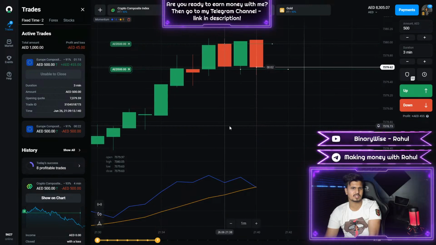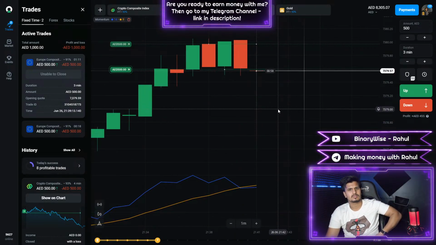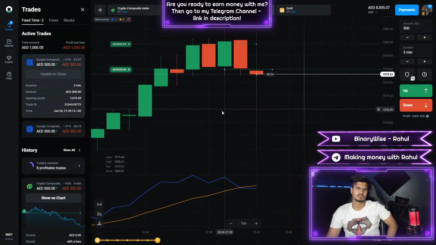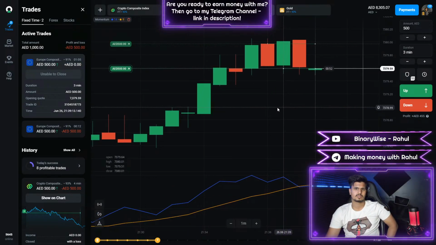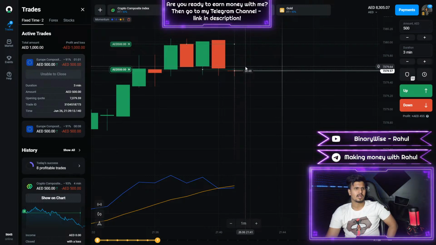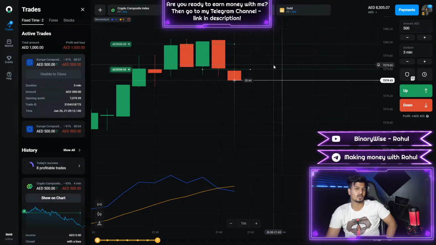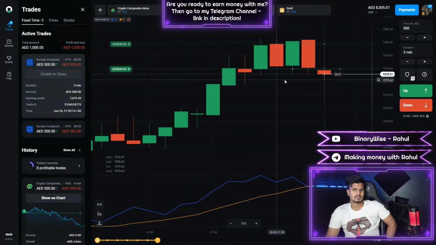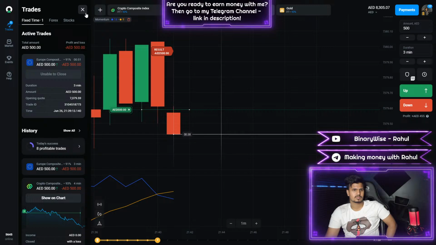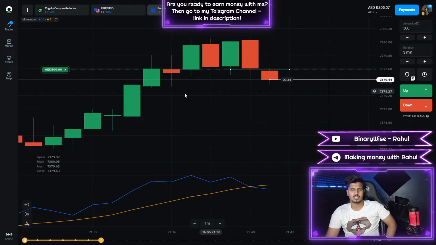Now it changed the direction to the downside. At least one will come in the profitable amount, so it will neutralize both the amounts here. 48 seconds remaining.